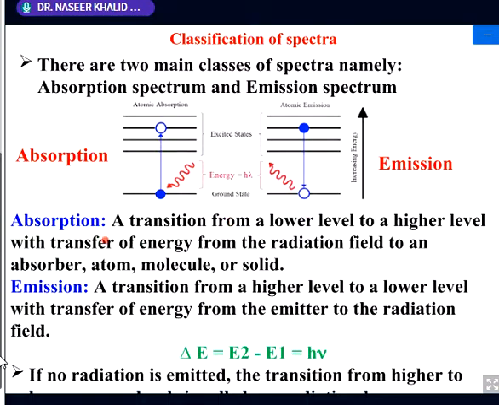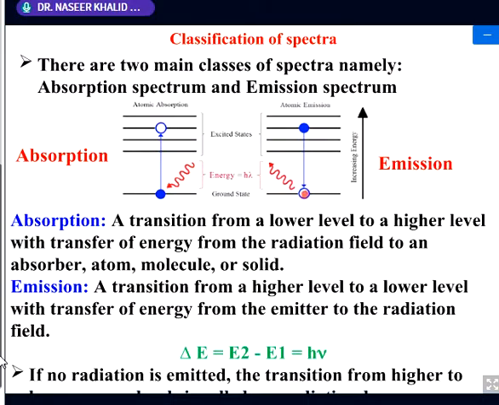So we can say that the first is the absorption spectrum and the second is the emission spectrum. The definition is that a transition from a low energy level to a higher energy level with the transfer of energy from the radiation, absorbing from the radiation field to the absorber. It could be a liquid, it could be in gaseous form, but it is the absorber. When it is absorption, it is known as the absorption spectrum. The other way is taking from a higher energy level to the ground level, it will emit energy. The energy is transferred from the emitter to the radiation. It is exactly the reverse of the absorption.